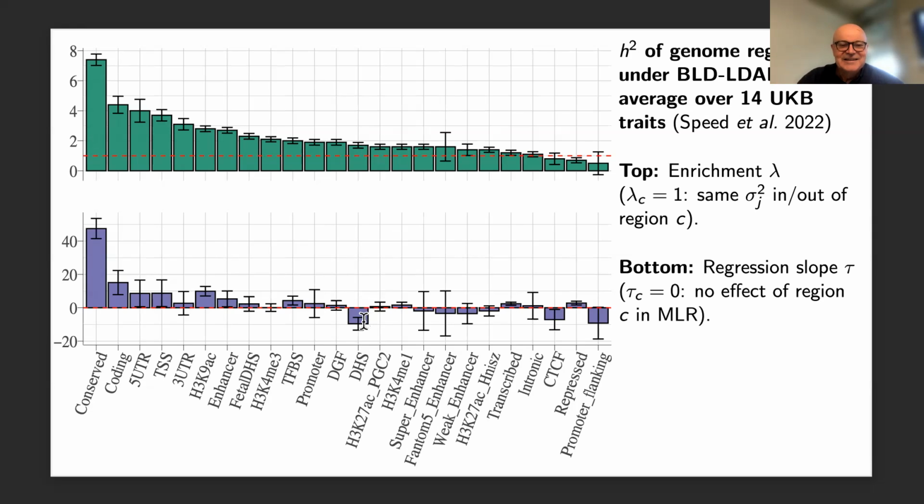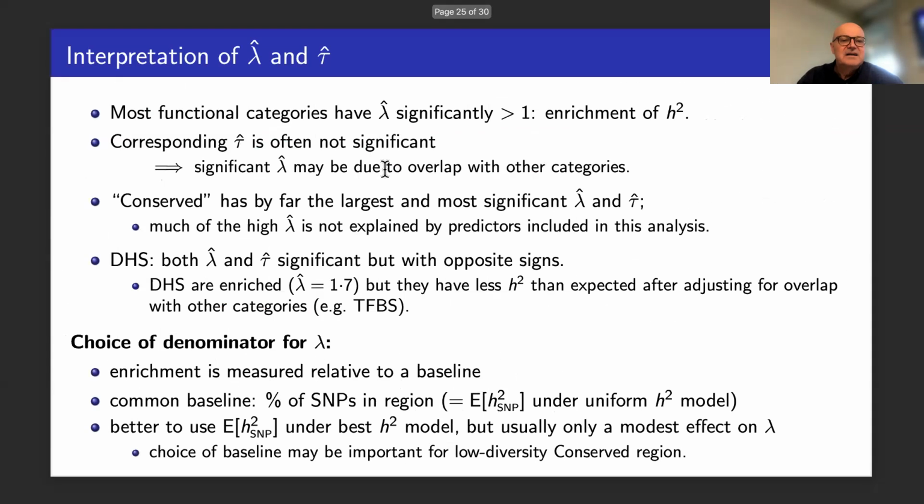But interestingly, the regression parameter is negative. So after adjusting for everything else, DHS sites have less heritability than you would expect, which is a bit of a puzzling observation. Now, they do marginally have more heritability than average. That's because there's a lot of other interesting stuff in DHS regions. But once you've adjusted for all those other things, the fact that it's a DHS region reduces the amount of heritability, which is a bit bizarre, and I don't have a good explanation for that.